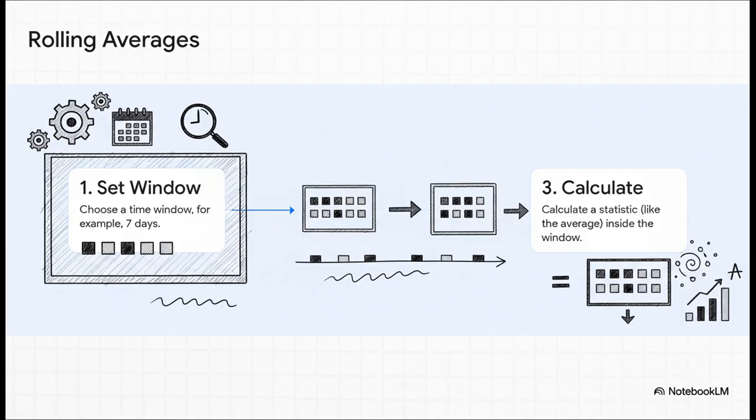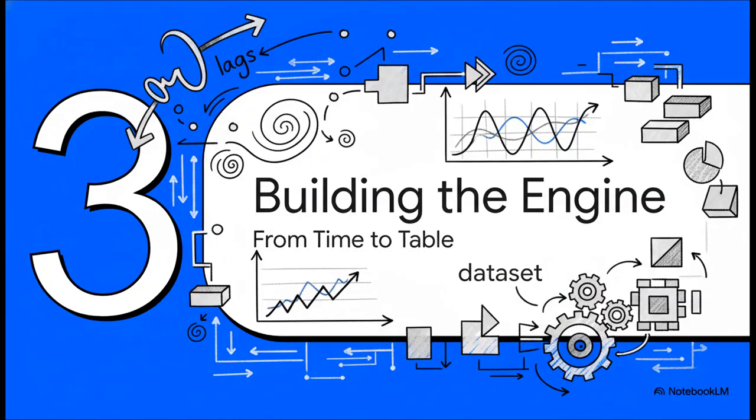Then, you slide that window across your data 1 day at a time. And for every single day, you just calculate the average of all the temperatures inside that little window. That's it. All right, so now we have our secret weapons. We've got lag features to give the model memory and rolling averages to give it a sense of the trend. It's time to put it all together and build the final data set that's going to power our forecasting engine.